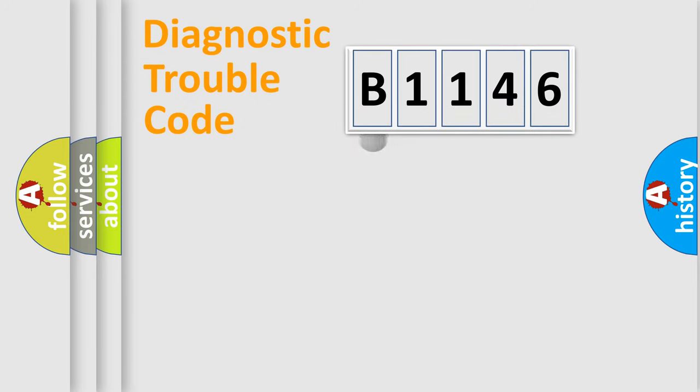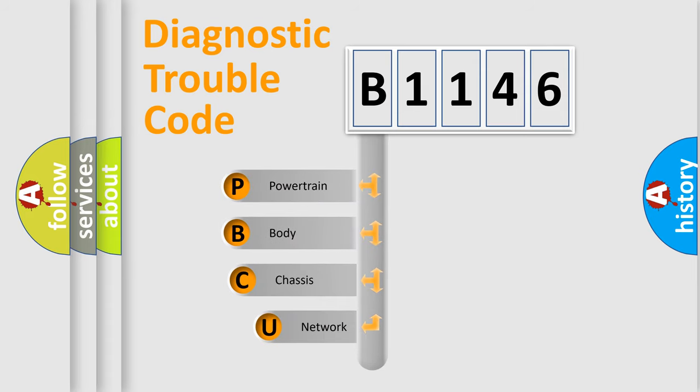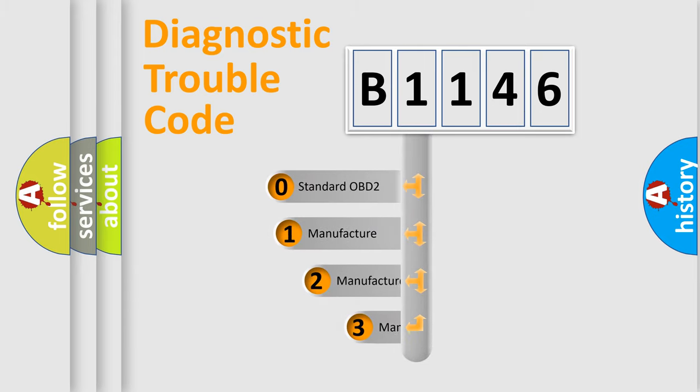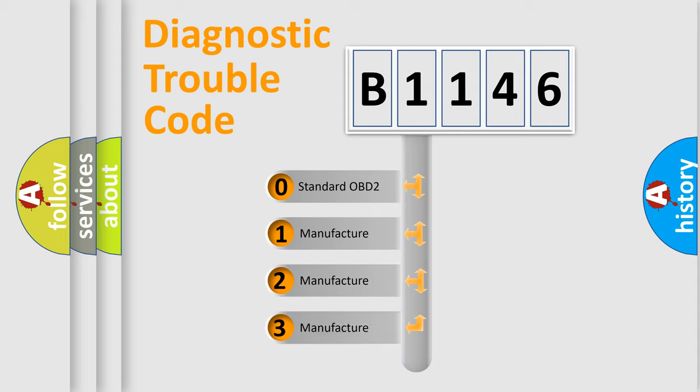Let's do this. First, let's look at the history of diagnostic fault code composition according to the OBD2 protocol, which is unified for all automakers since 2000. We divide the electric system of the automobile into four basic units: powertrain, body, chassis, network. This distribution is defined in the first character of the code. If the second character is expressed as zero, it is a standardized error.